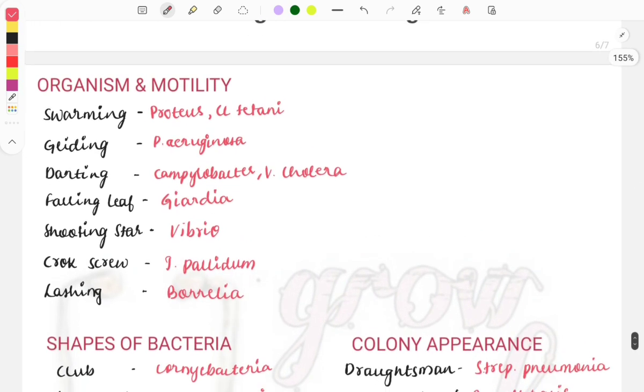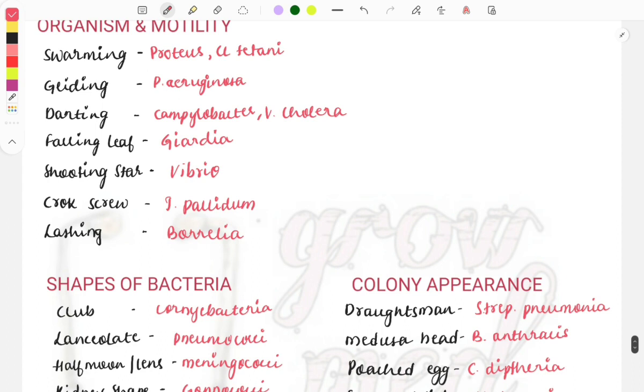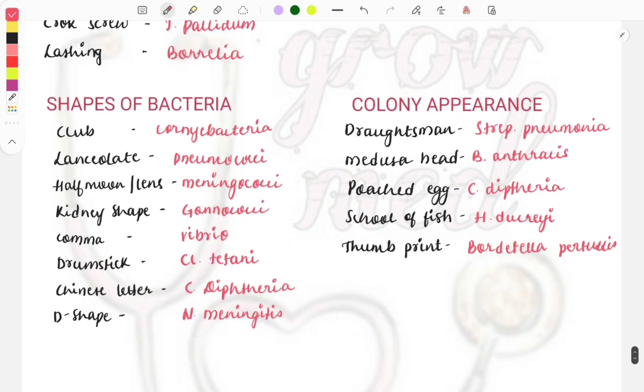Then organism and the motility. Swarming motility is seen with Proteus and Clostridium tetani, gliding with Pseudomonas aeruginosa, darting with Campylobacter and Vibrio cholerae, falling leaf with Giardia, shooting star with Vibrio, corkscrew with T. pallidum, and lashing with Bordetella. So these are the important motilities and the organisms which you must remember.